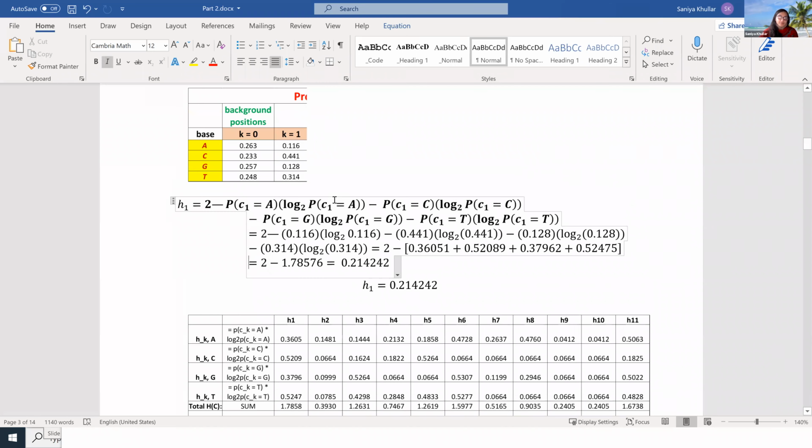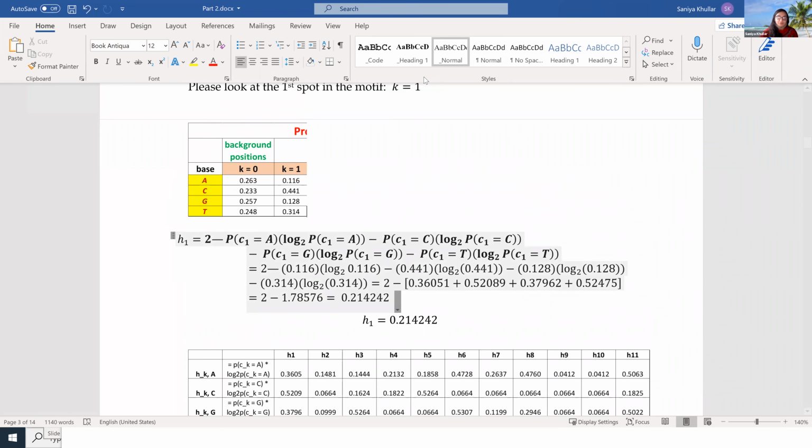Given this formula, I also want to show you another way to write the same formula, which you can use. You can also say that it could be H1.